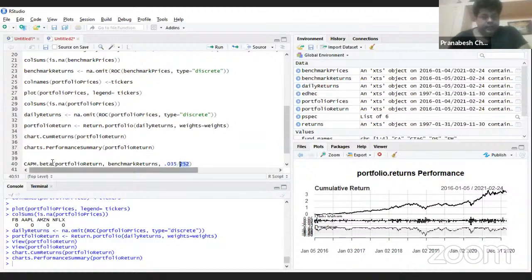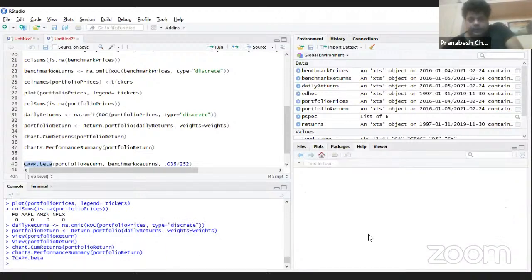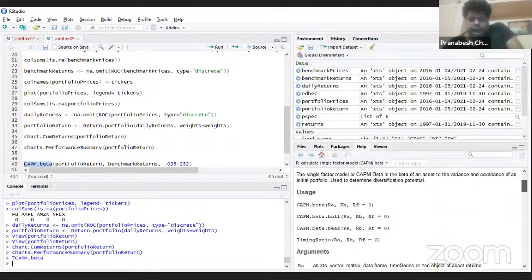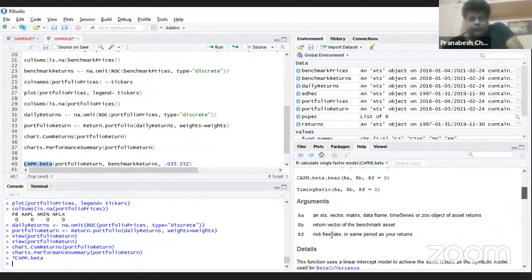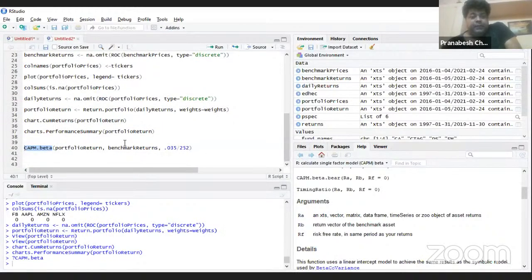So let's see here quickly what CAPM.beta takes. Now you see what arguments it takes. RA is your portfolio's return, RB is your benchmark return, what is there in the market return basically, and RF is your risk-free rate. This benchmark return is available from Yahoo, and this risk-free rate we are taking as a rough average.